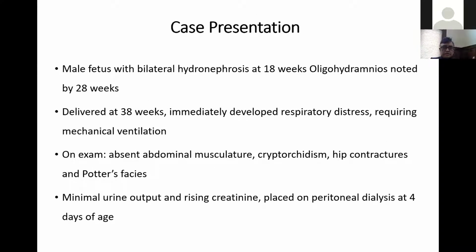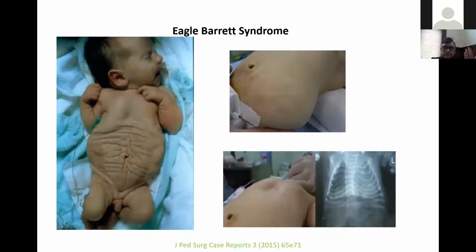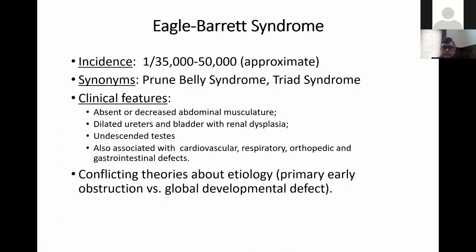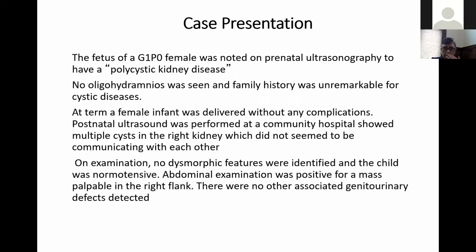This is another case, a male fetus with bilateral hydronephrosis at 18 weeks. Oligohydramnios was noted by 28 weeks, delivered at 28 weeks, immediately developing respiratory distress, absent abdominal muscle. This is Eagle-Barrett syndrome, or prune belly syndrome. Now we call this not Eagle-Barrett, we call it prune belly triad syndrome, which needs absence or decreased abdominal musculature, dilated ureters, undescended testes, and also is associated with cardiovascular problems.